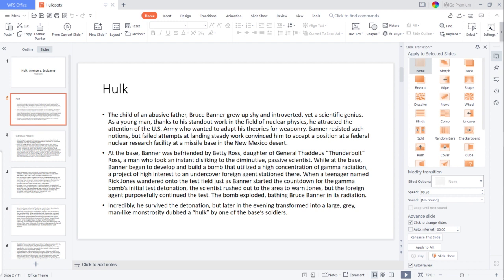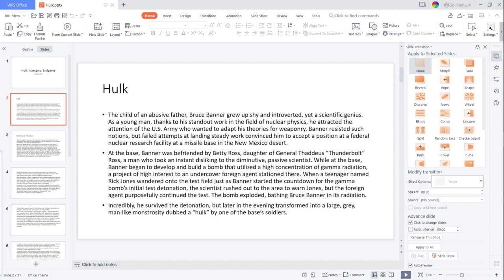Banner resisted such motions, but a failed attempt at landing steady work led him to accept a position at a federal nuclear research facility at the missile base in the New Mexico desert. At the base, Banner met Betty Ross, daughter of General Thunderbolt Ross, a man who took an instant dislike to the passive scientist. While at the base, Banner began to develop a bomb utilizing a high concentration of gamma radiation, projecting its intensity to an undercover foreign agent identified there.